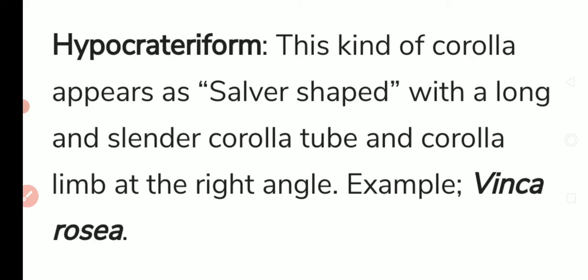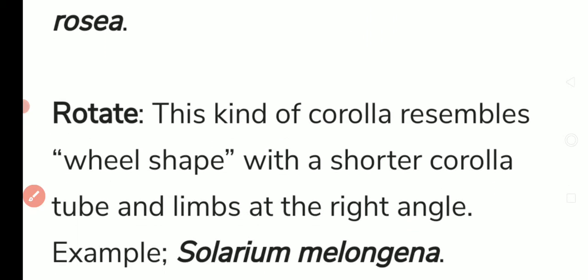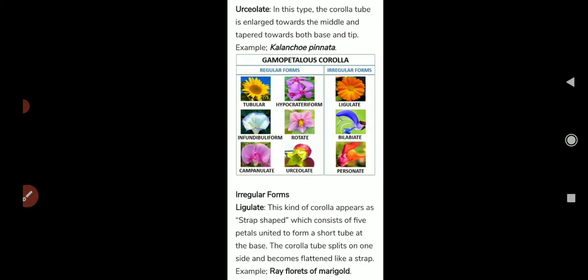Then hypocrateriform. The corolla appears like a salver. Salver means like a tray, with a long and slender corolla tube and corolla limb at right angle, okay, like this tube and a tray, like you're holding a tray. Example is vinca rosea. Then rotate is like a wheel, okay, with a shorter corolla tube and the limbs at right angles. Example, Solanum melongena.